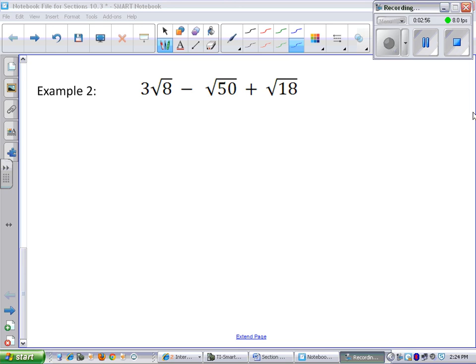Now on example 2, I'm going to actually do this one in 2 ways. Most of you have a calculator that we have programmed or that we can program the complex root program into. I'm going to do it first without the program, and from then on in this module I'm going to use the program to simplify my radicals. So let's do it first without the program.